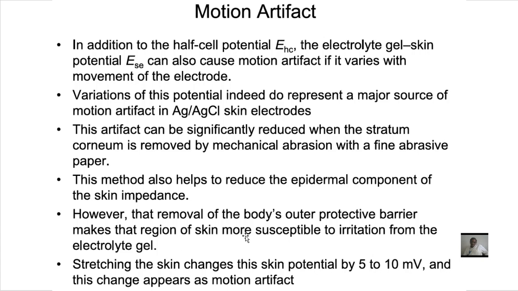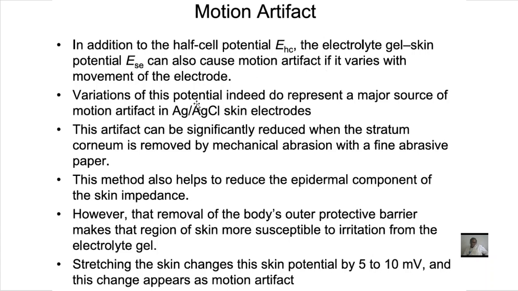Next, motion artifact. We have to study the motion artifact. Motion artifact is because of the movement of the patient. Sometimes the electrode will be moving, so we have an error in the measurement. That's why it is called motion artifact. In addition to the half-cell potential, the electrolyte gel skin potential can also cause motion artifact if it varies with the movement of the electrode. Because of the movement of the electrode we have errors, that's why it is called motion artifact.